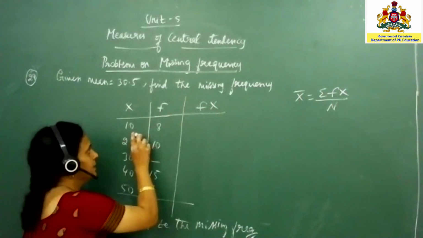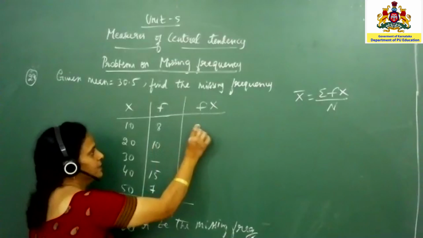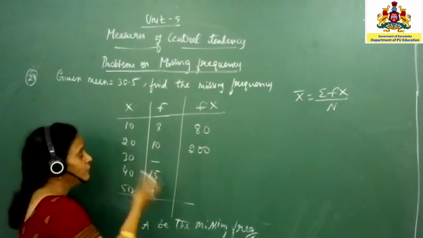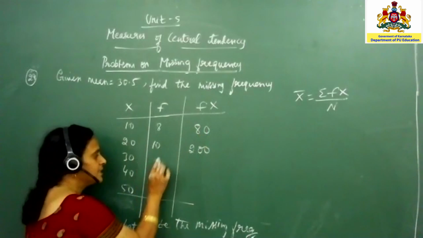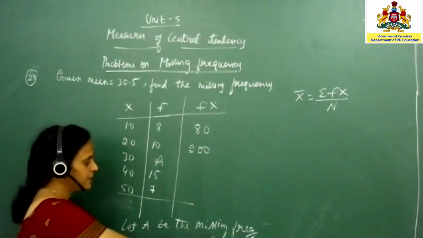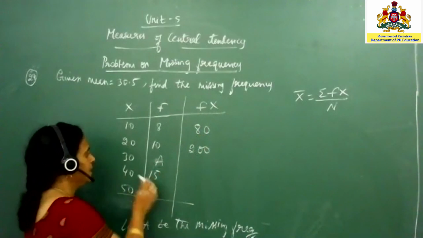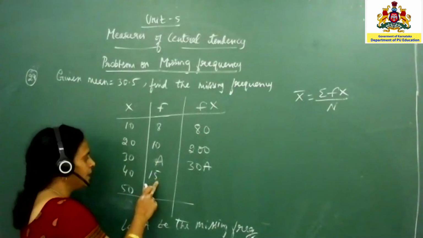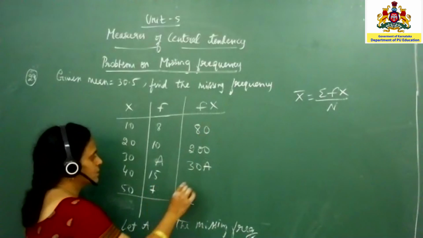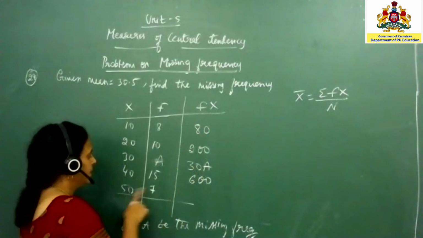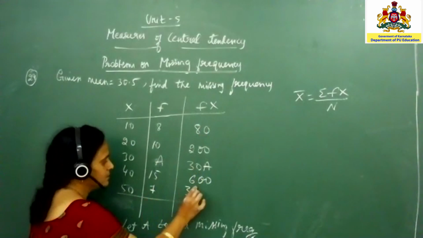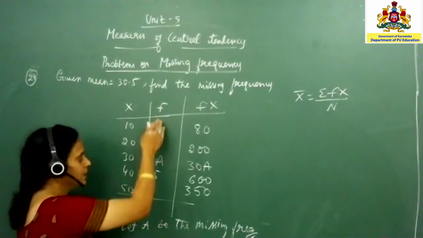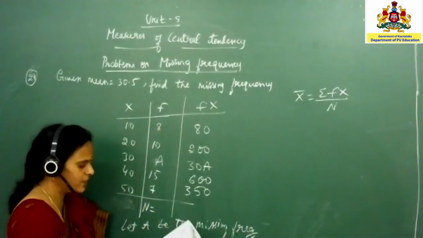So f into x: 10 into 8, it is 80. 20 into 10, it is 200. And here a dash is there. For the solution, the dash I just take as A, because I named it A as the missing frequency. So 30 into A, I am writing 30A. Next, 40 into 15, so 600 you are getting. Next 50 into 7, so it is 350. So fx is over. Next job is I should do the total, so the total of the second column, that is the frequency column.